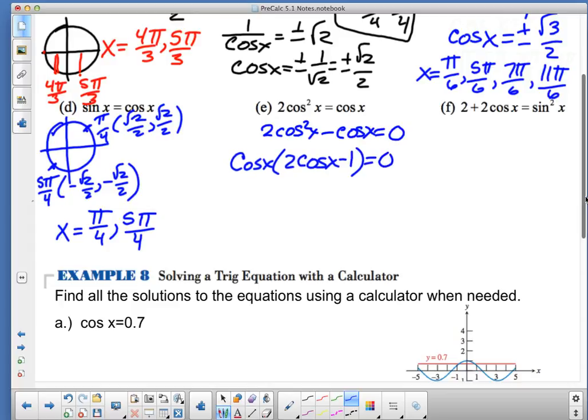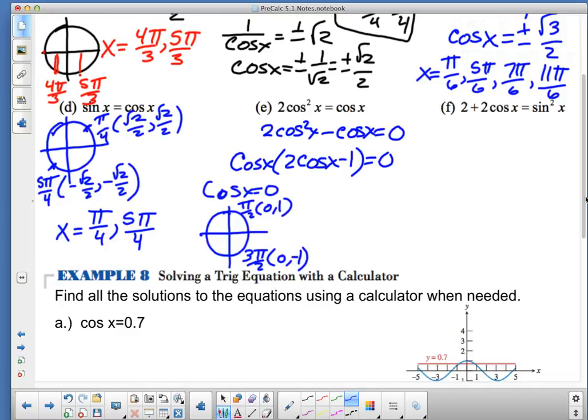Equals 0. Now I've got to figure out, using, again, that's what we've been doing, the zero product rule. When is this going to be 0? So cosine x is equal to 0 when, if I'm looking around, I've got pi over 2, that's 0, 1, and 3 pi over 2, that's 0, negative 1. So at pi over 2 and 3 pi over 2, it's going to be 0. So that's 2 answers right there. So x is equal to pi over 2 and 3 pi over 2.